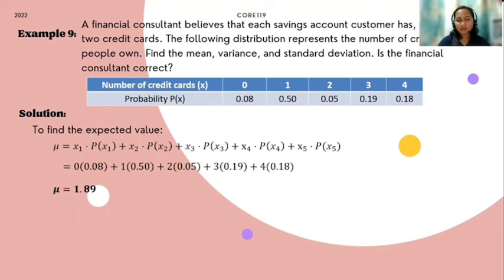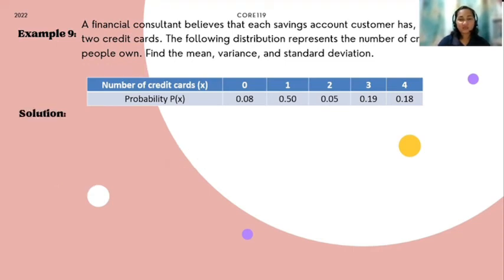So at this point, you can already answer the question, is the financial consultant correct? We can say that yes, because 1.89 is approximately 2. So this refers to the average number of credit cards. So we have 1.89 or approximately 2 credit cards. So the financial consultant is indeed correct. Okay, so now with regards to the variance and standard deviation, let's move on to this one.